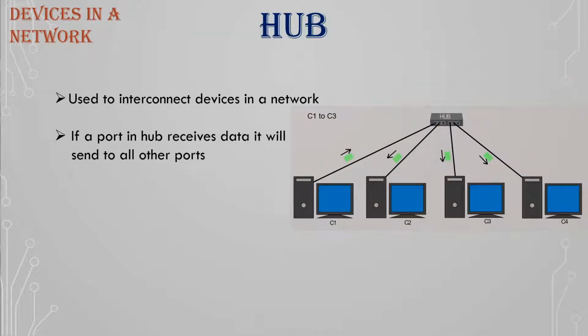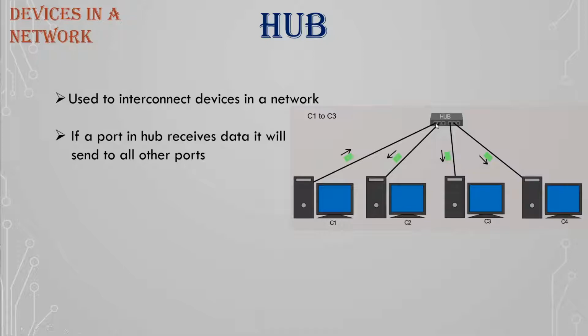Hub. A hub is a networking device used to interconnect devices in a network. Consider that we have four computers, that is C1, C2, C3 and C4, connected to the hub to form a network. As an example, we can consider that C1 wants to transmit data to C3. So the first step is that C1 will transmit the data to the hub.